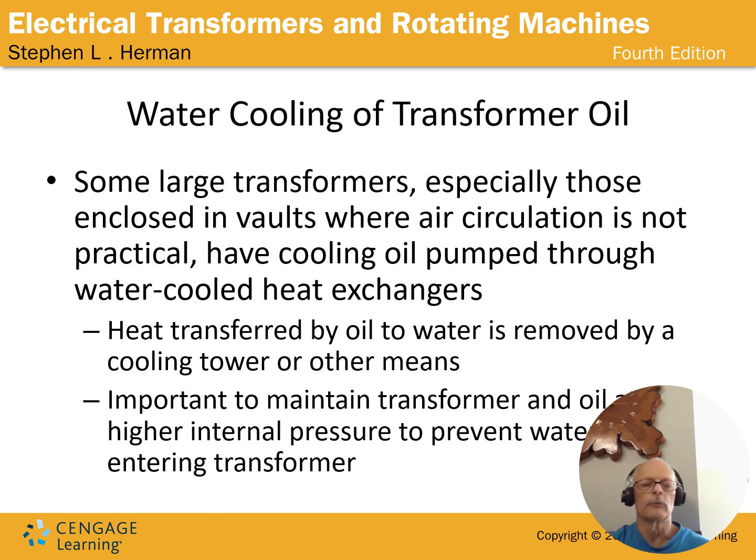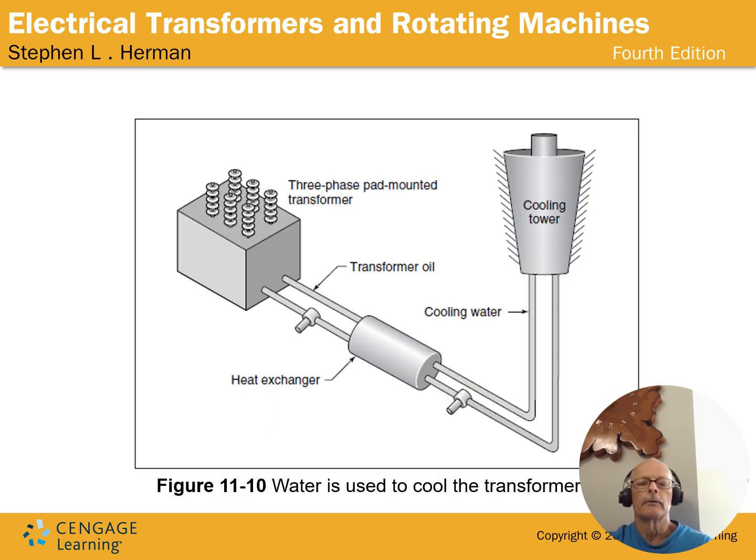The water gets pumped out and sent through a chiller or a cooling tower or something of that nature to take that heat into the atmosphere. And the oil is cooled down and returns to the transformer core to pick up more heat. And it's important to keep these things separate.